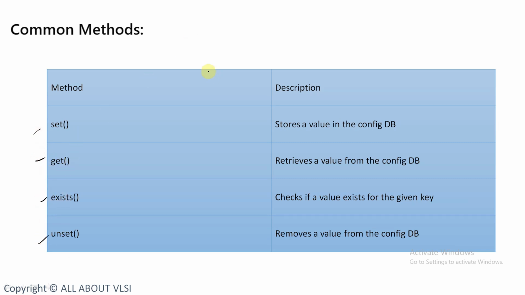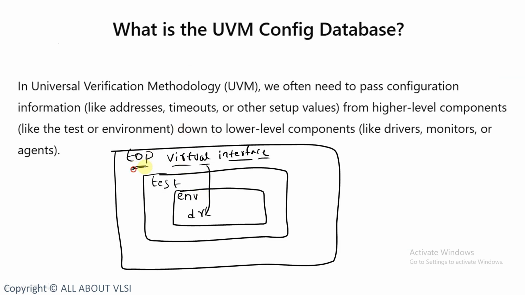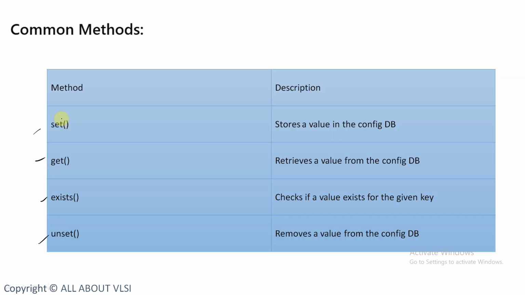In our previous example, the top was using UVM config DB for sending the virtual interface to the driver. How is it sending the virtual interface to the driver? It is using the set method, which is present in the UVM config DB class. We access the set method using the scope resolution operator followed by set. This is how we are going to access the method.